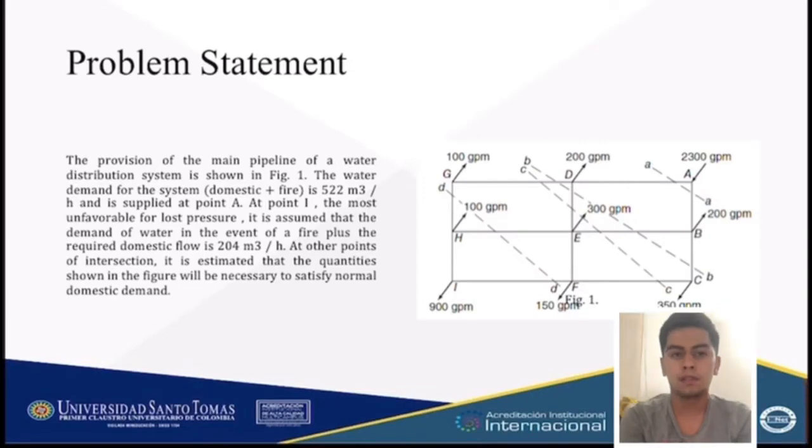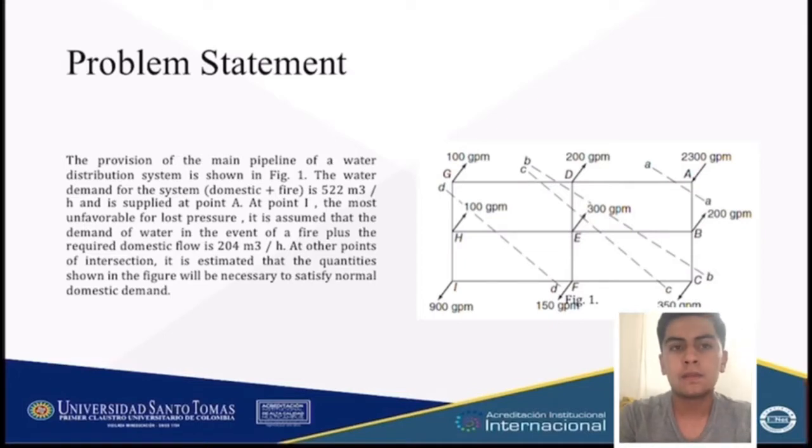We will give an explanation of the work we did with the Hardy Cross exercise, using Crossmate, on the operation of the main pipe of the water distribution. The system is shown in figure 1. The water demanded by the system's domestic curve is 522, supplied at points I and E.